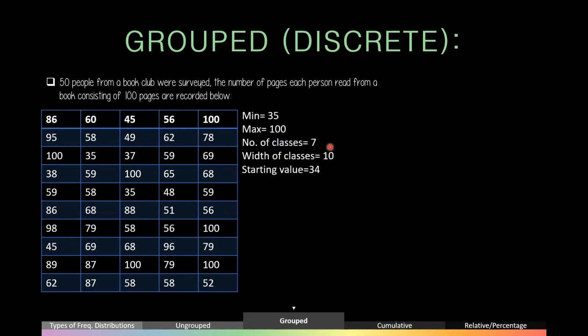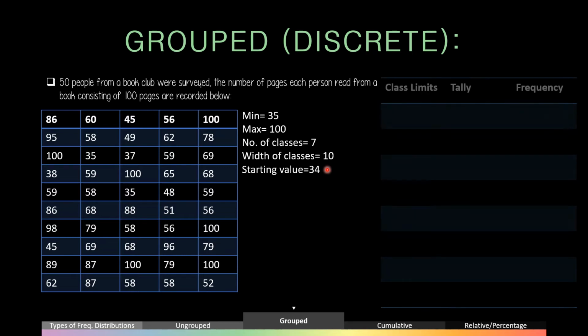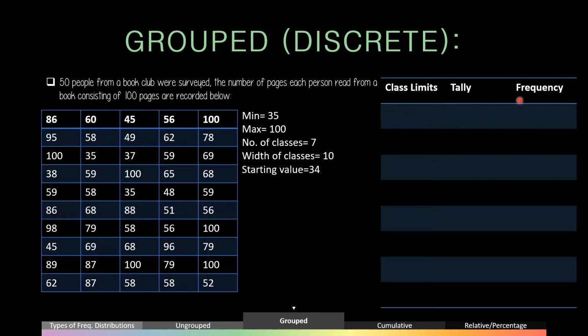So keeping those values in mind, where we had a minimum value of 35 pages, a maximum value of 100 pages, we calculated 7 classes is what we need to construct our frequency distribution with a class width of 10, and our starting value is essentially our minimum value minus 1. Okay, so using those values, we're going to draw up a table with class limits, tally, and frequency. So this is where the change occurs. Because we no longer have unique data values that can represent themselves, now we're going to come up with class limits. So essentially it's like a range.